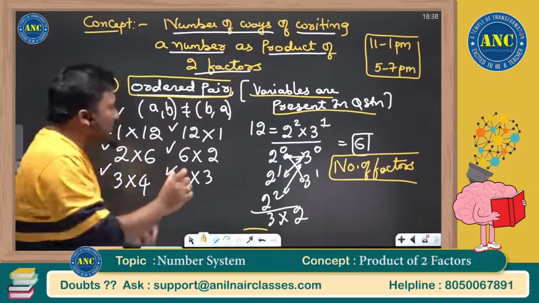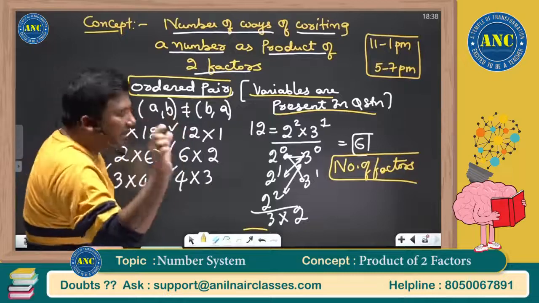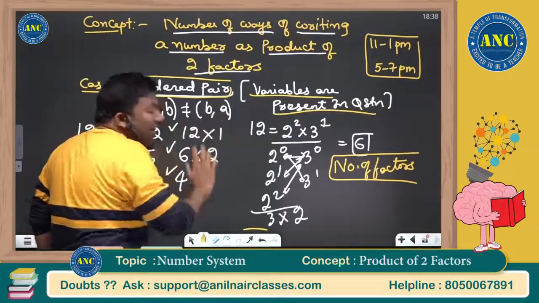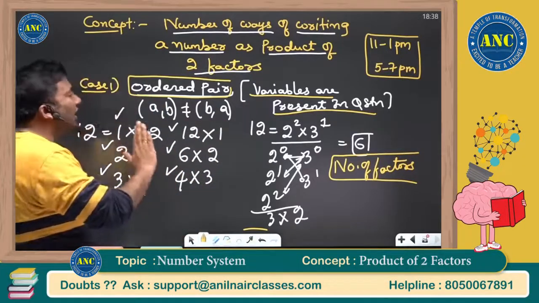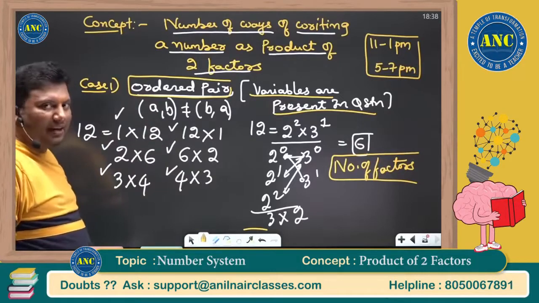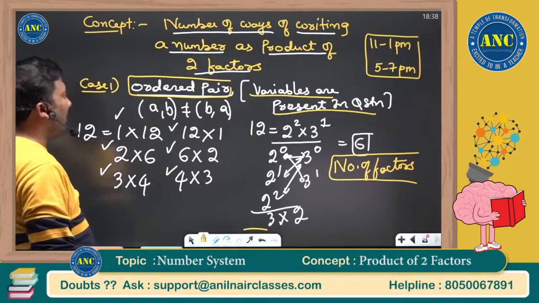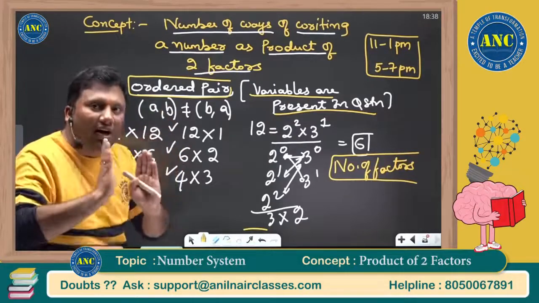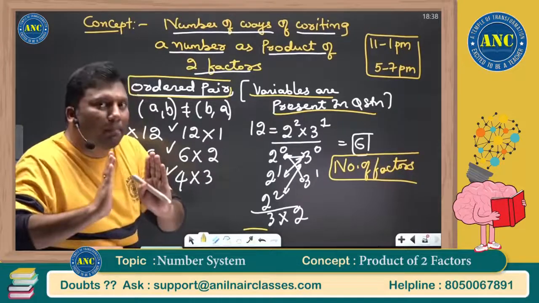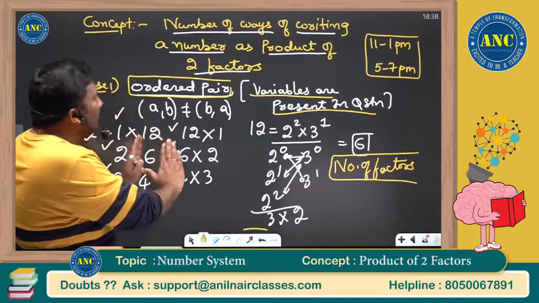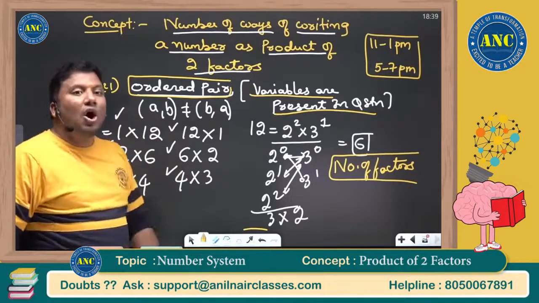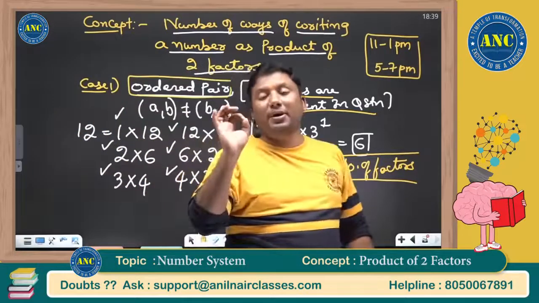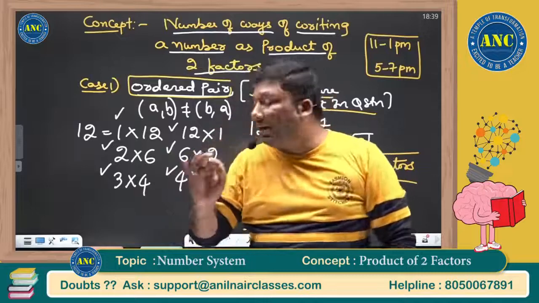Ordered pair, as the name suggests: A comma B is a pair. Order matters. First writing A, then writing B; first writing B, then writing A. Both are different. I hope it is clear, right? In modern mathematics, ordered is simply nPr and unordered is nCr. Both are the same idea in different language. In number system terminology, I am writing it as ordered pair. Ordered pair means if the variables are present in the question, make use of ordered pair.